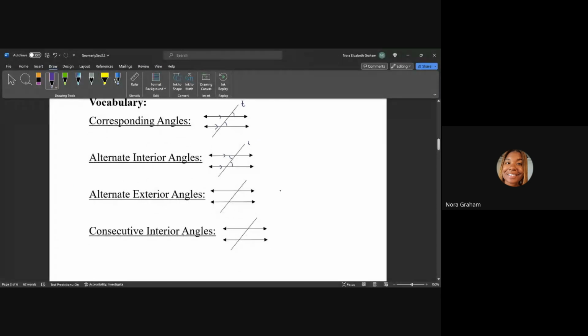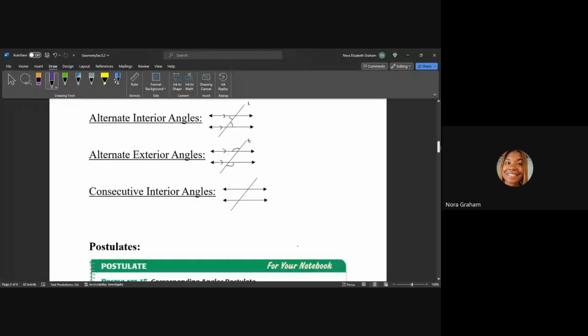Our alternate exterior angles, again, we have a transversal that is cutting our two parallel lines. And remember that exterior means that, excuse me, our angles are going to be outside of our two parallel lines, but then again on opposite sides of my transversal. And our consecutive interior angles, those are just going to be angles that are inside my two parallel lines, but they're consecutive, which means one after another.